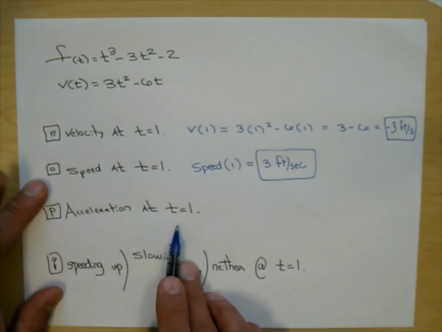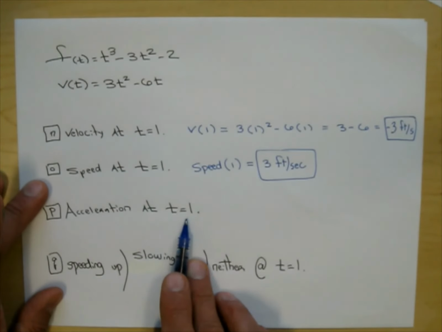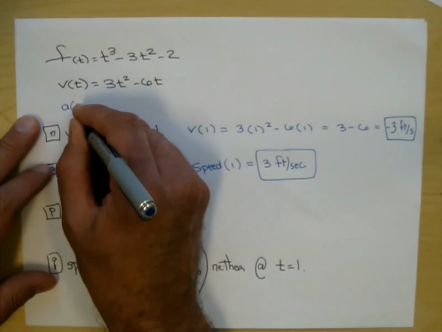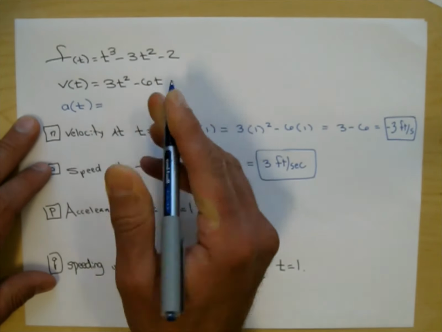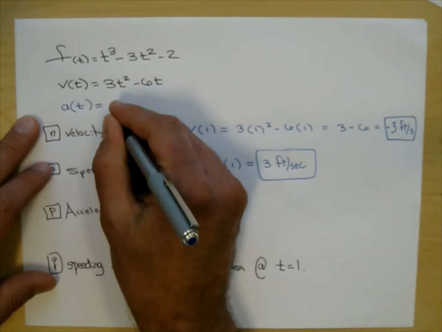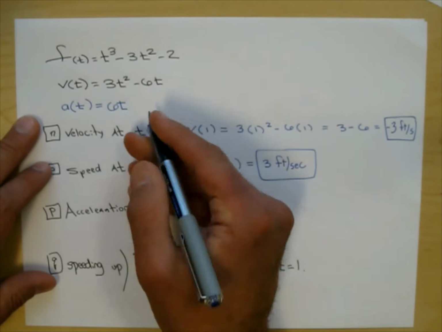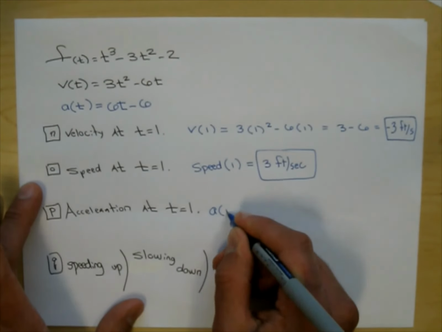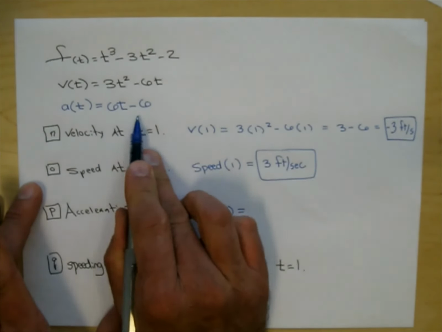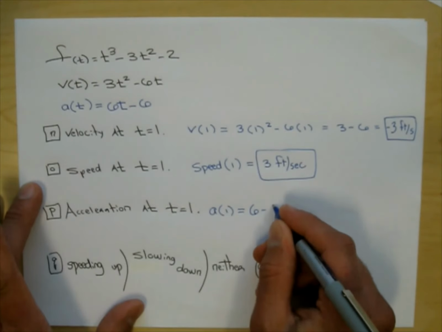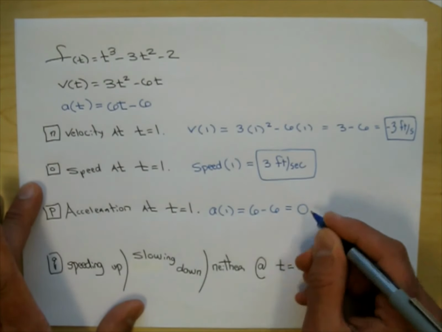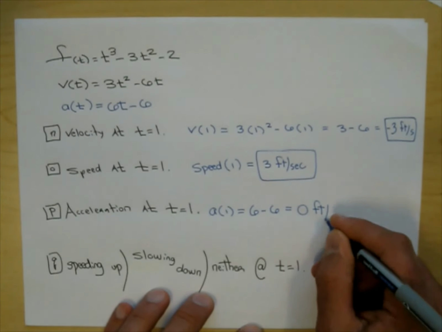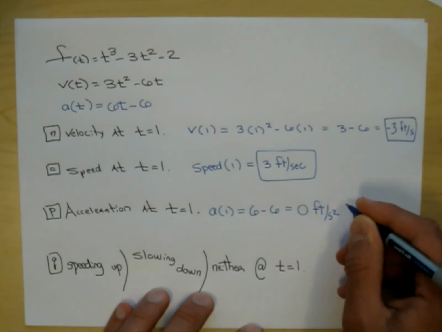What is the acceleration of the bug at time equals 1? Well, we don't even have the acceleration function. Let's go ahead and find the acceleration function by taking the derivative of the velocity. So the derivative of this is 6t minus 6. So the acceleration at 1 is going to be 6 minus 6, which is 0. We have to put the correct units, 0 feet per second squared.